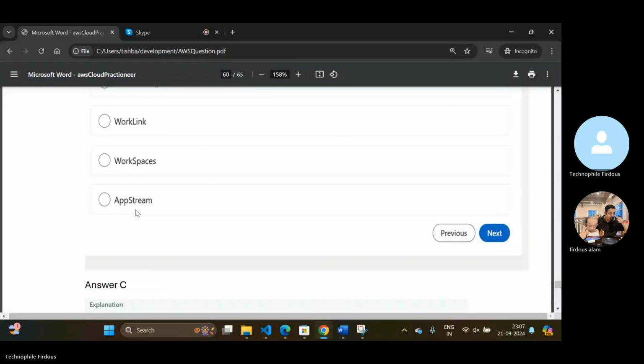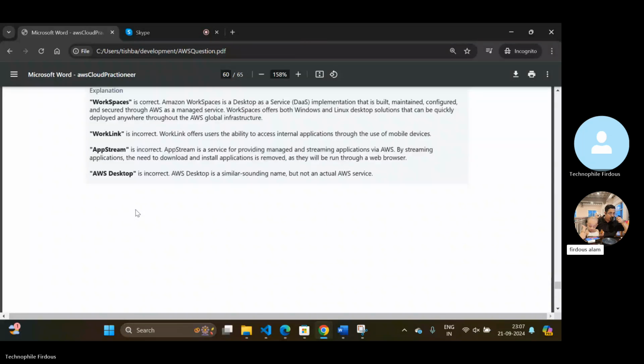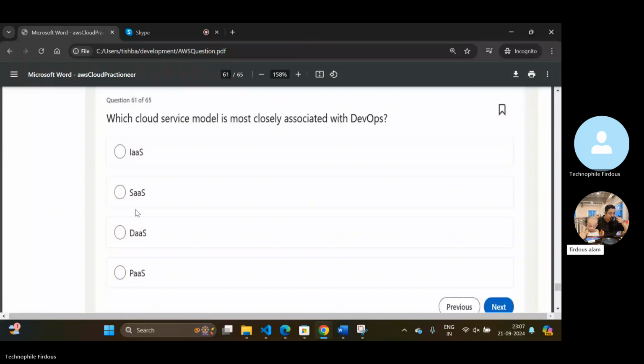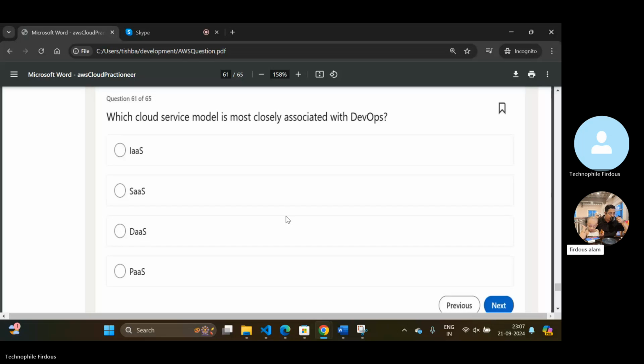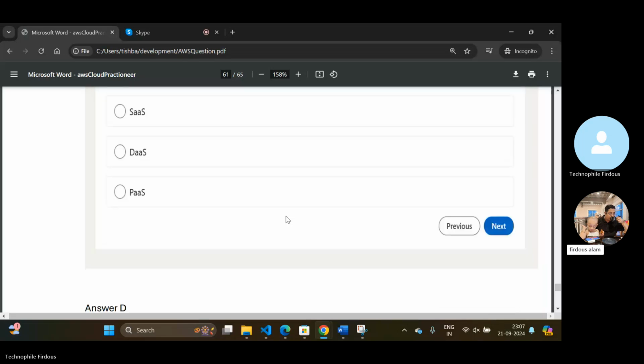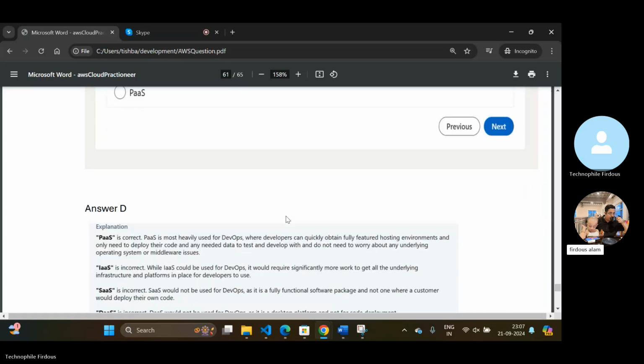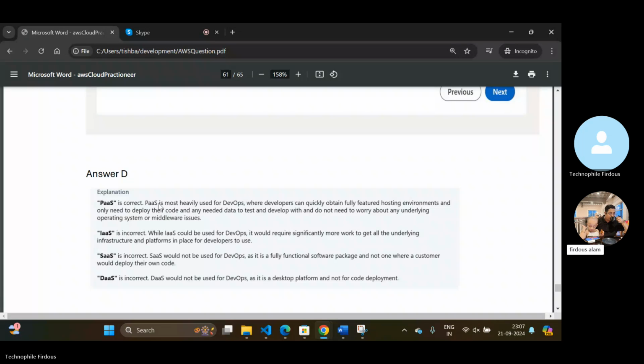Okay. Now the last five. We are on the last five questions. Let's see which cloud service model is most closely associated with DevOps. What does DevOps do? DevOps works on networks and all those kinds of things. They check the infrastructure and everything, right? So I think the answer is PaaS. PaaS is heavily used by DevOps, which is a developer hosting environment in order to deploy the code and everything.